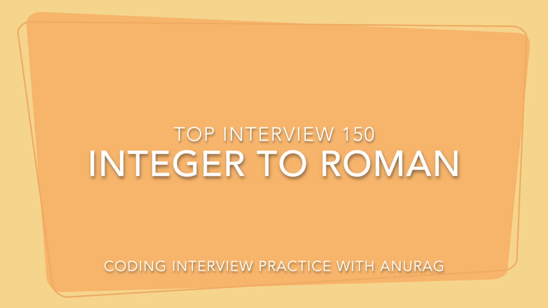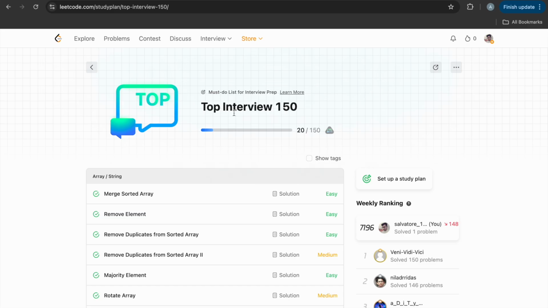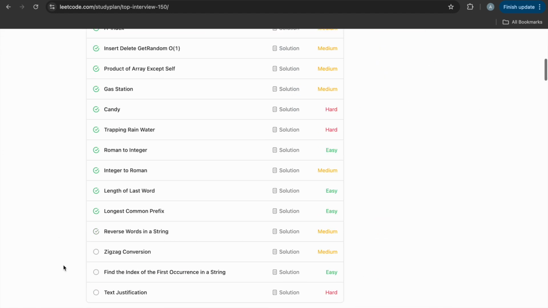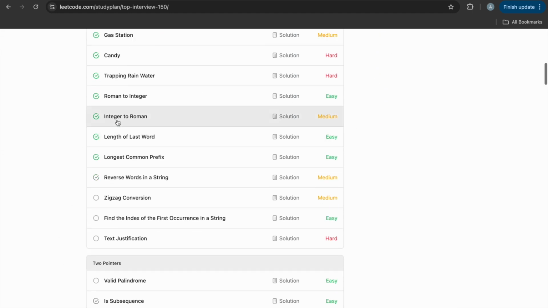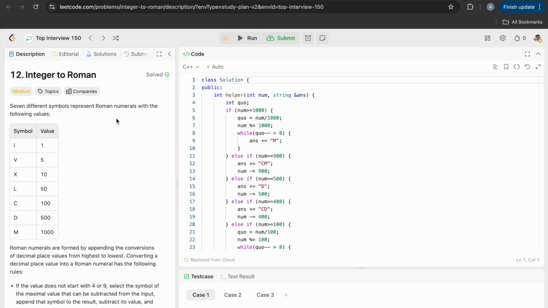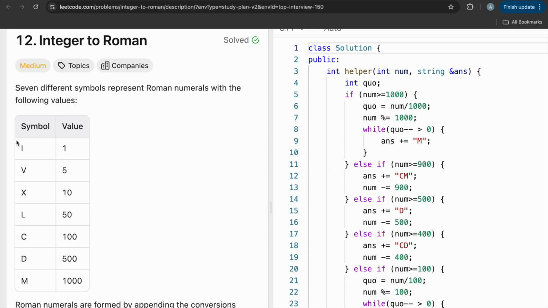So today we will be continuing our discussion of the Top Interview 150 series of questions on LeetCode, and today we are going to discuss the question Integer to Roman. So let's go to this question and see what it states. It states that 7 different symbols represent Roman numerals with the following values. I represents 1, V represents 5, X represents 10, and it goes on up to M, which represents 1000.